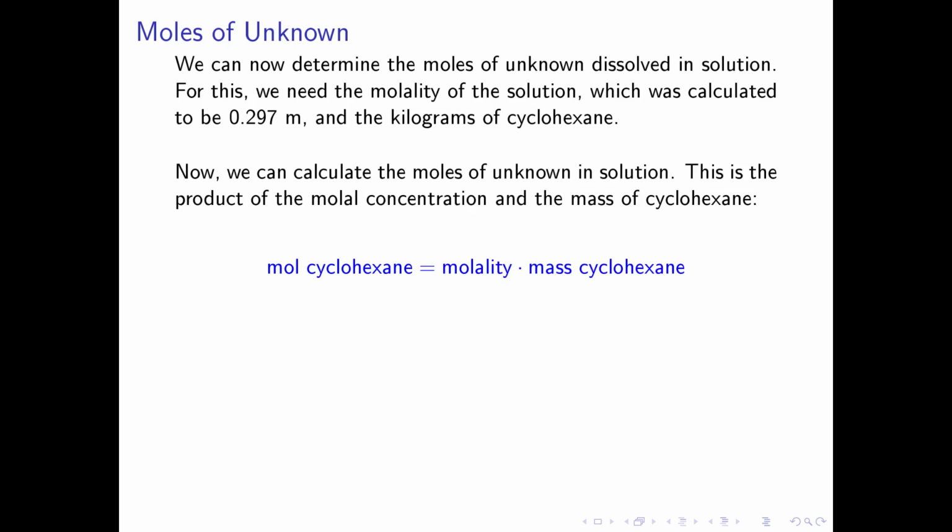We can now calculate the moles of unknown that were dissolved in solution. This is just the product of the molal concentration and the mass of cyclohexane in kilograms, or 0.297 moles per kilogram times 0.00773 kilograms, giving a value of 2.30 times 10 to the negative third moles.